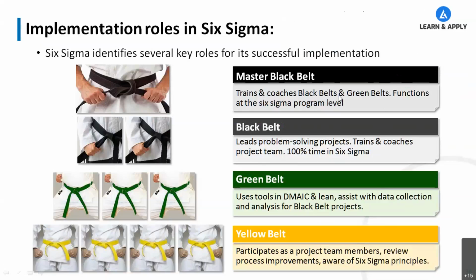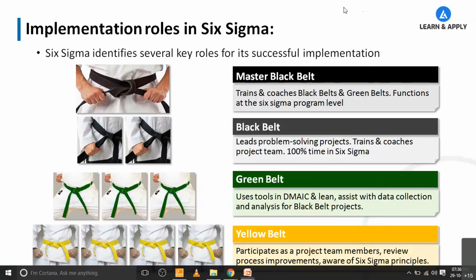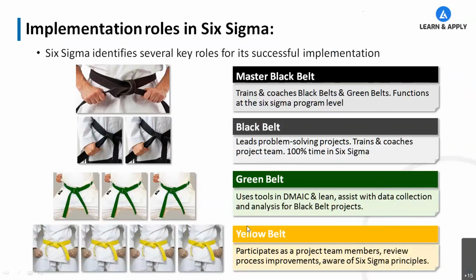So from the yellow belt, we will start. There is a hierarchy over here. Who are the yellow belts? They participate as project team members, review process improvement, and are aware of Six Sigma principles. Whenever we see a person who is a yellow belt holder for Six Sigma, he will be involved as a team member, and he will be aware of all the Six Sigma principles.